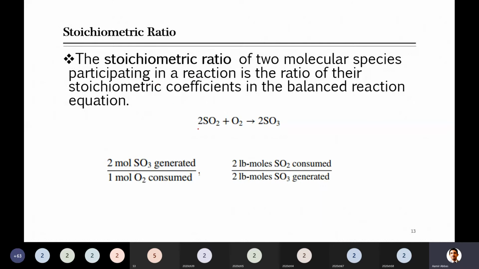For example, in the simple example from where we started, 2 moles of SO2 react with 1 mole of oxygen and produce 2 moles of SO3. If I write their ratio, for example, 2 moles of SO3 are generated from 1 mole of oxygen, this means we are writing the stoichiometric ratio between SO3 and oxygen. So you can write stoichiometric ratios between any components in any system. It can be between the reactants, or between a reactant and a product.